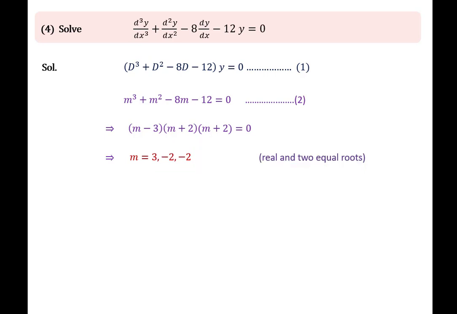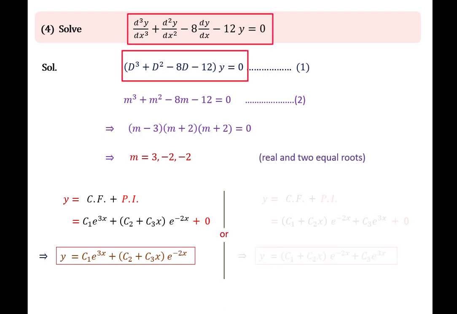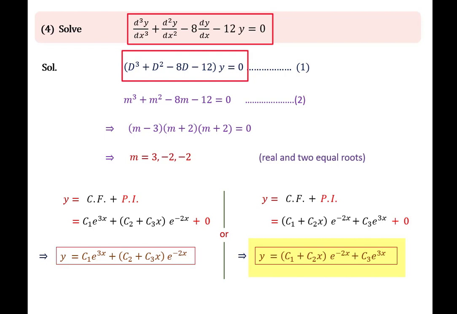So the general solution of the given differential equation is y = c1 e^(3x) + (c2 + c3x) e^(-2x). The general solution of the given differential equation 1 can also be written as y = (c1 + c2x) e^(-2x) + c3 e^(3x).